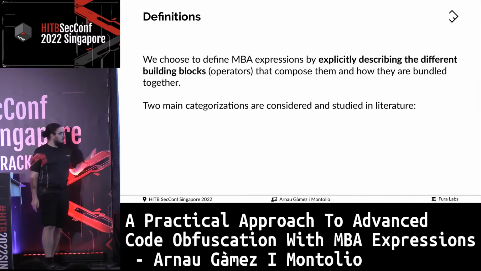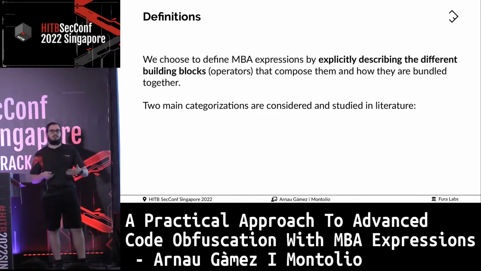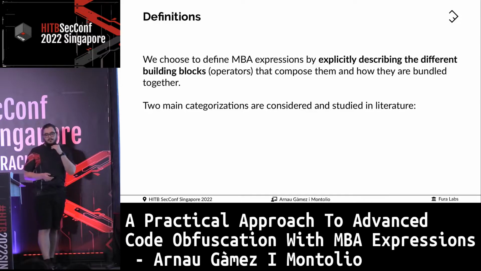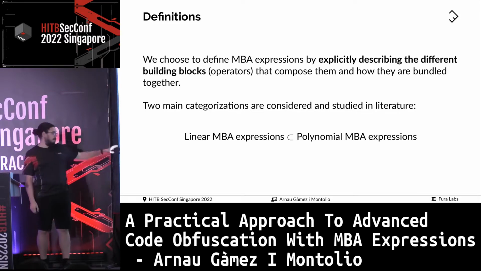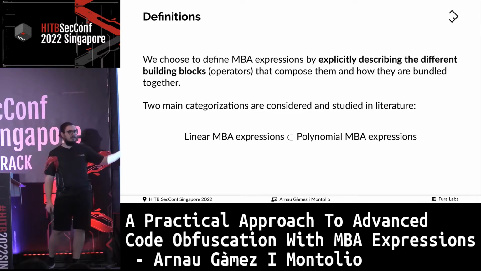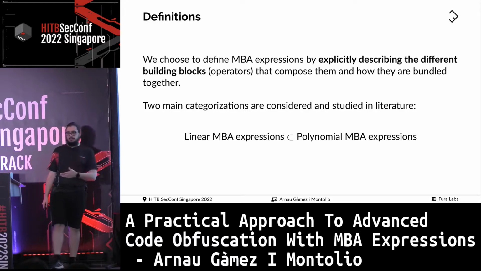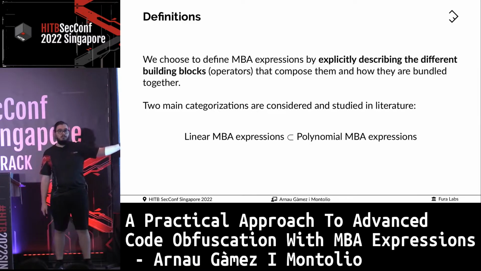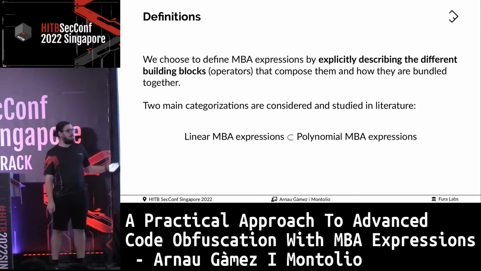When doing research, in the research articles in the literature, which is very scarce, so there is not a lot of it, we find two main categorizations for MBA expressions. Namely, we have linear MBA expressions, which are actually a subset of polynomial MBA expressions. So we'll now define polynomial MBA expressions, which will probably be the hardest slide in the whole session, but we'll go over it very slowly. And then linear MBA expressions are just a particular case of the polynomial ones.